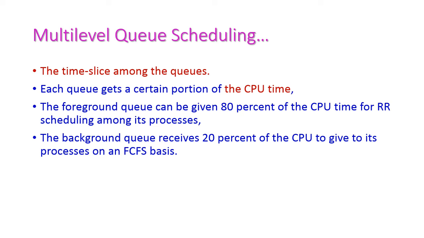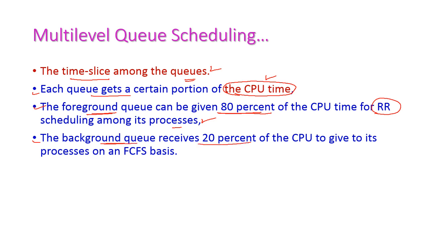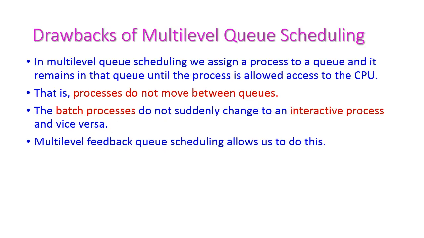Another important concept in implementing multi-level queue scheduling is time slice among the queues. That means each queue requires some portion of CPU time for executing its processes. For example, the foreground queue may require 80% of CPU time for implementing round-robin scheduling among its processes. The background queue accepts the balance 20% of CPU time for executing its processes based on the first come first serve algorithm. So the time slice is also very important, and it should be divided among all the queues.